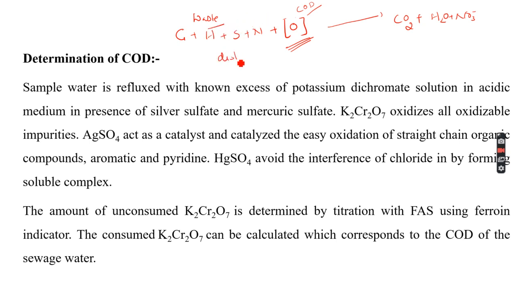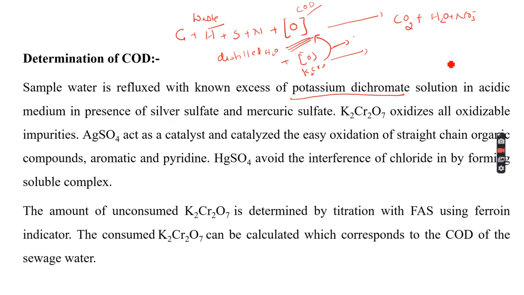If you take distilled water, it will not contain any component and is treated with the same potassium dichromate, and this net reflects the total quantity of K2Cr2O7 present. And this minus the utilized potassium dichromate gives the actual potassium dichromate consumed by the organic waste. So here, the sample water is refluxed with a known excess of potassium dichromate.